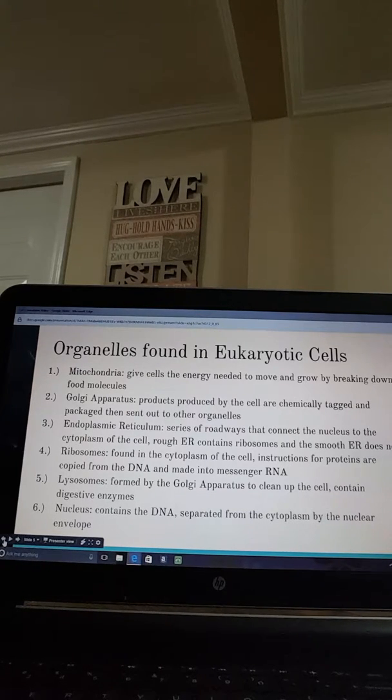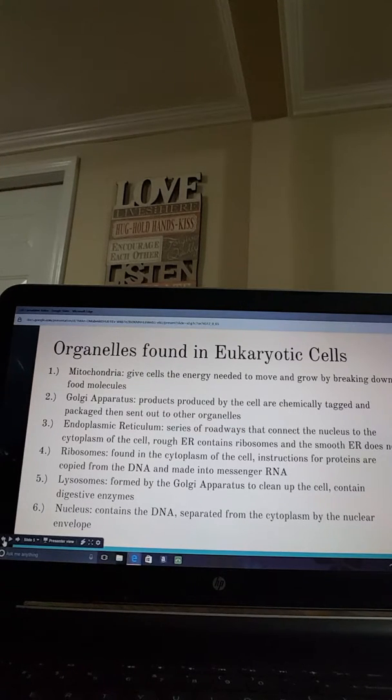The first one is the mitochondria. It gives the cells the energy needed to move and grow by breaking down food molecules. The second one is the Golgi apparatus. The products produced by the cell are chemically tagged and packaged and sent out to the other organelles.